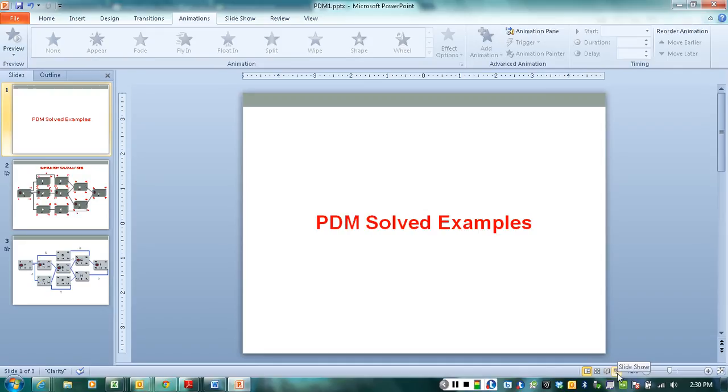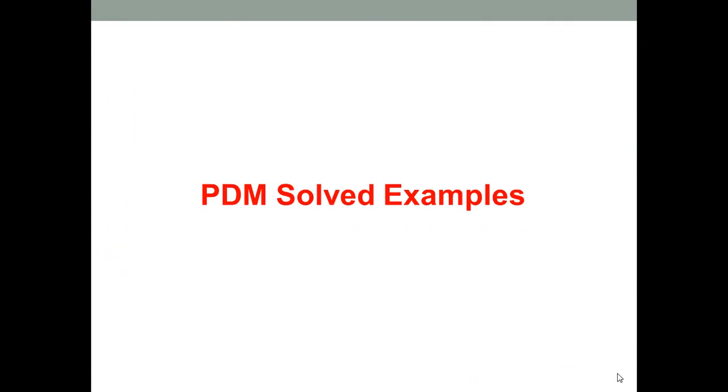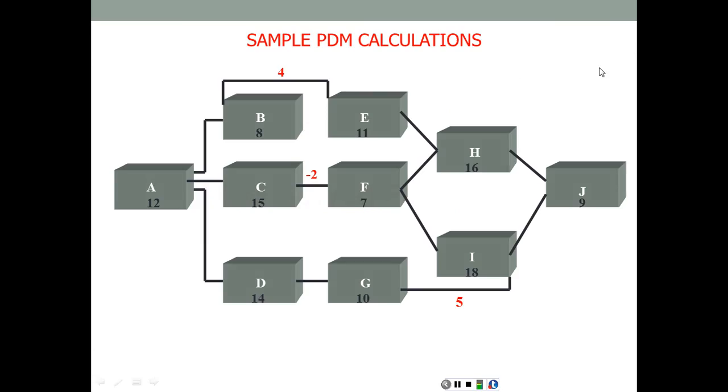Welcome again to problems in construction management, and today we're going to talk about some PDM solved examples, precedence diagramming method, as we have discussed it in the previous lecture. So let's have a quick look at this example here. Very simple problem. As you can see, the activities are represented by boxes.